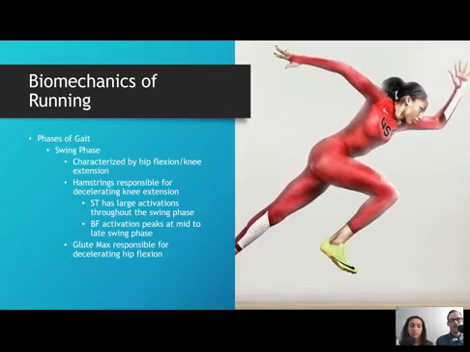So we really want to highlight the swing phase, as this is the area where most hamstring strains are going to occur. So the swing phase is characterized by that extreme hip flexion and that knee extension. During this phase in gait, the hamstrings are responsible for decelerating that knee extension. Semitendinosus has a large activation throughout the entire swing phase, whereas that biceps femoris activates once you get towards the middle and that late swing phase.